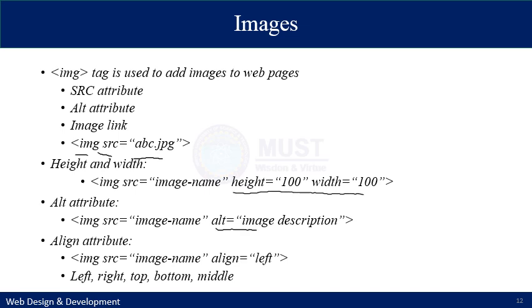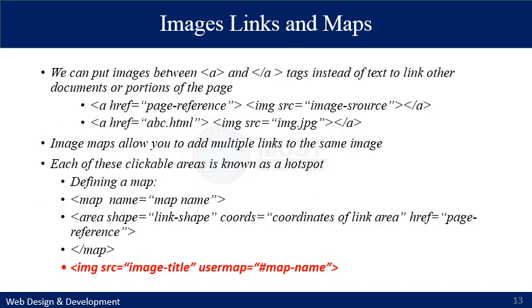Similarly, the alt attribute specifies that if the image is not shown or not available, alternate text will be visible to the user. You can also align the images to the left or right, top or bottom, or middle of the pages.